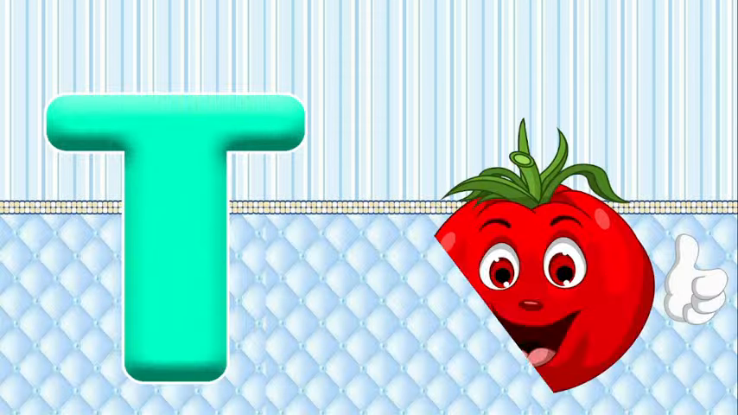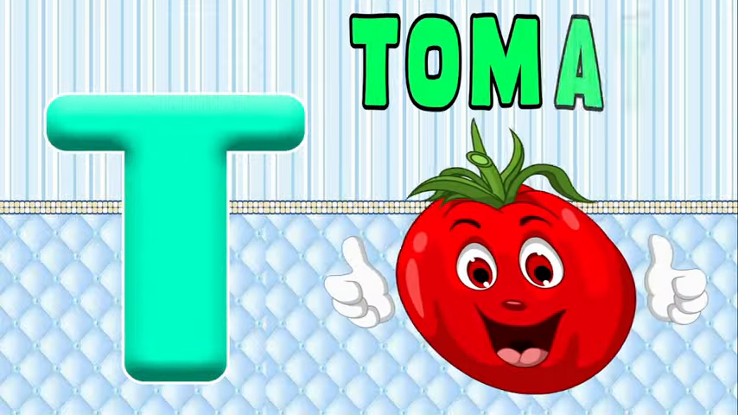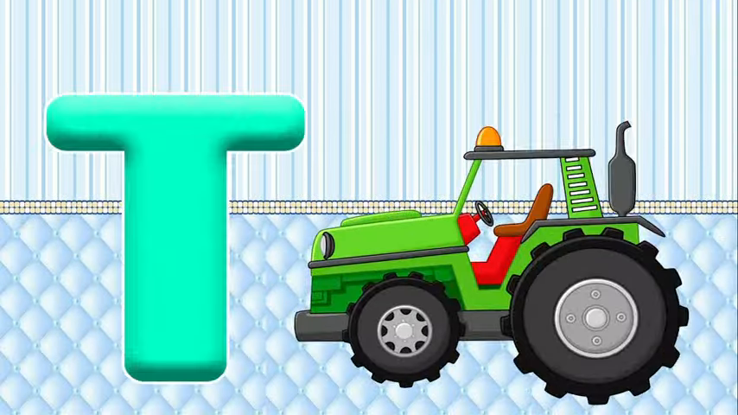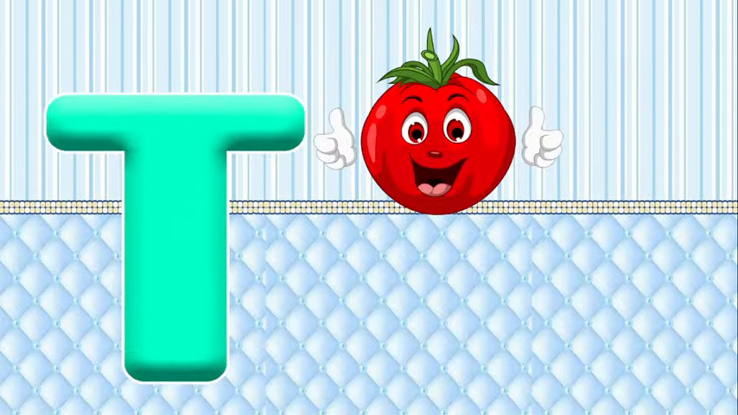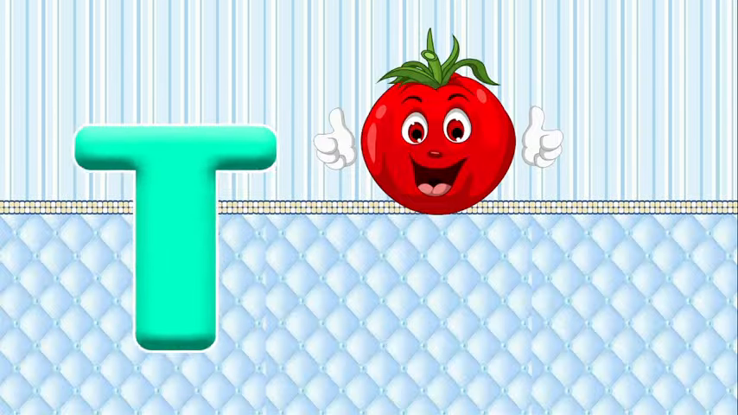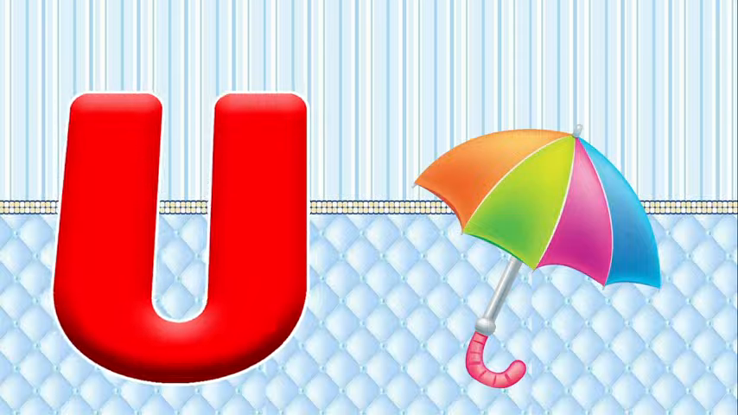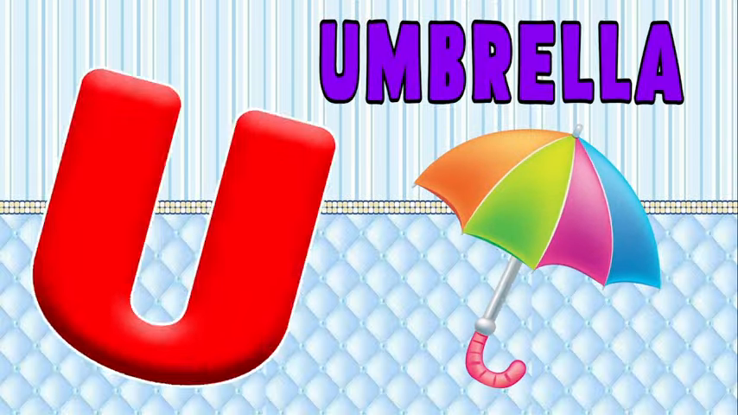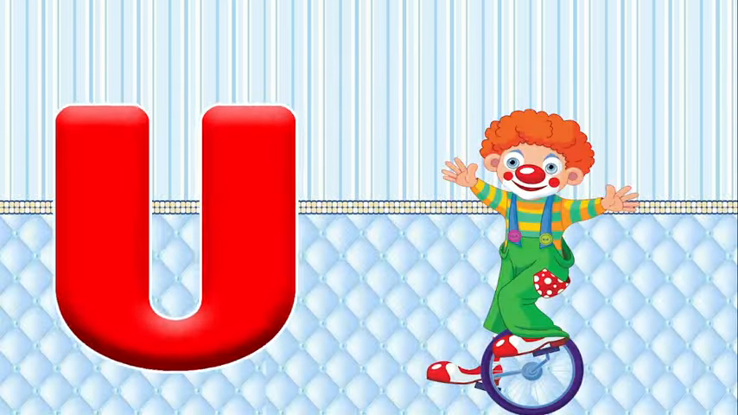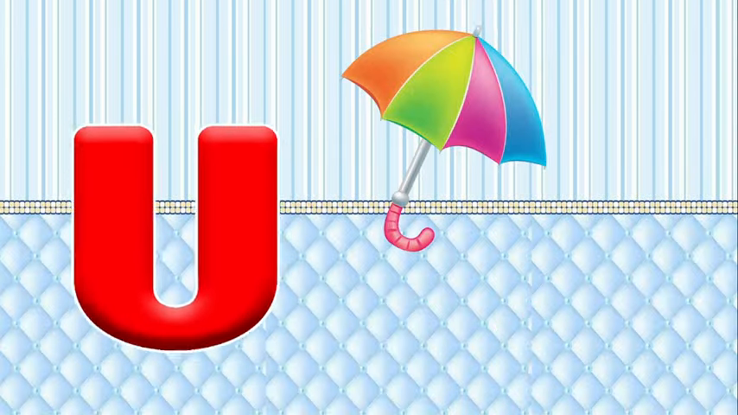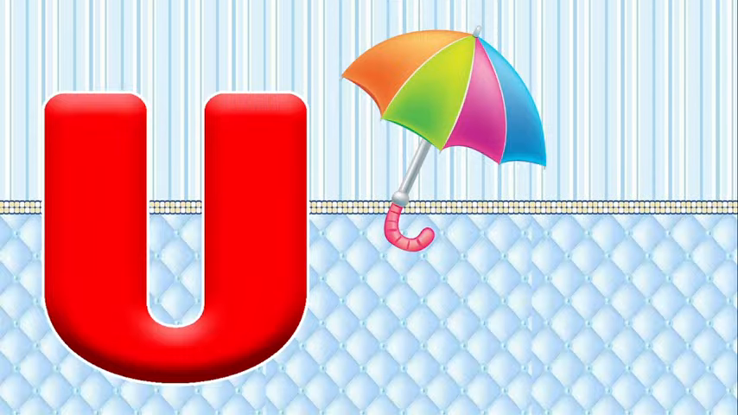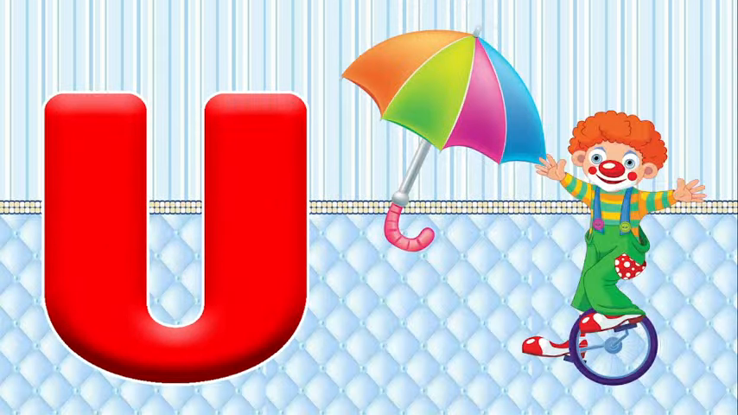T is for tomato. T, t, tomato. T is for tractor. T, t, tractor. T is for t, t, t, t, tomato. T is for t, t, t, t, tractor. U is for umbrella. Umbrella. U is for unicycle. U, u, unicycle.